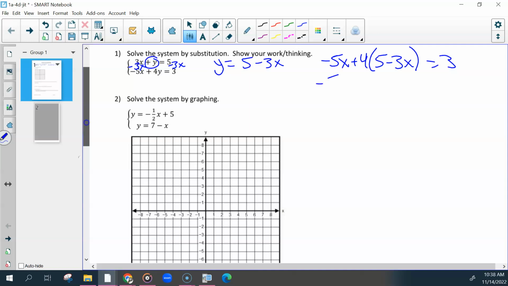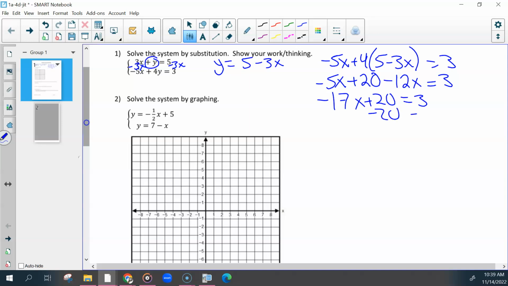So distribute. Combine your like terms. And solve for x by getting rid of 20, and then dividing.